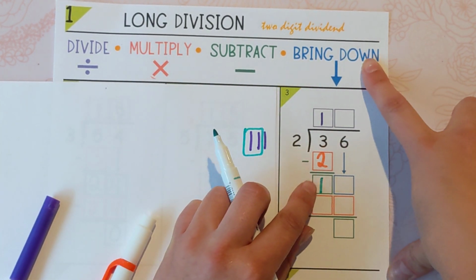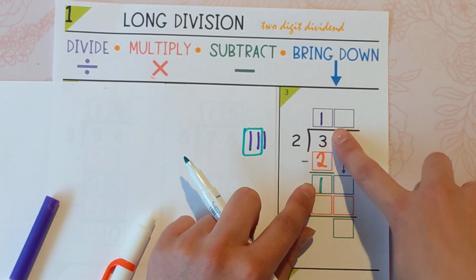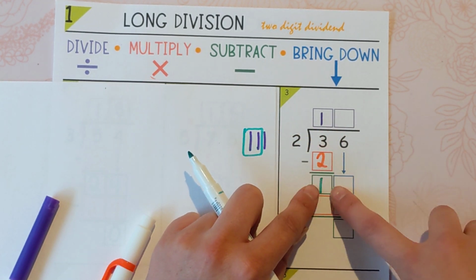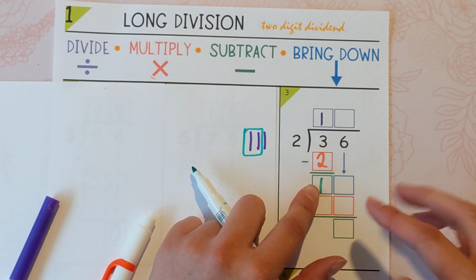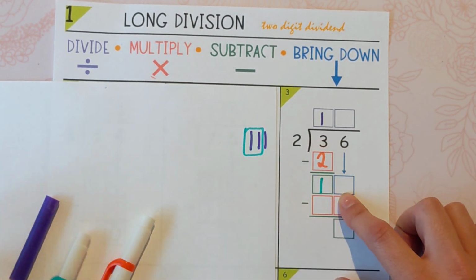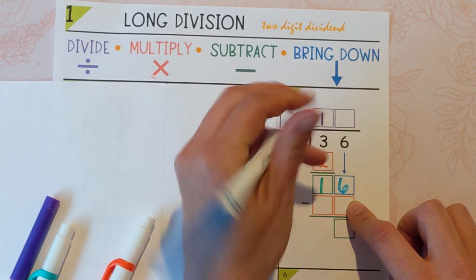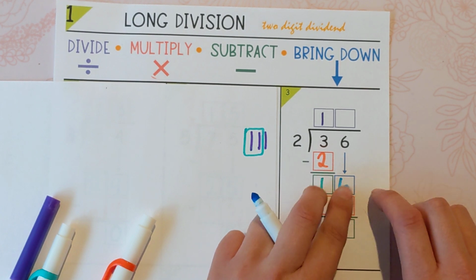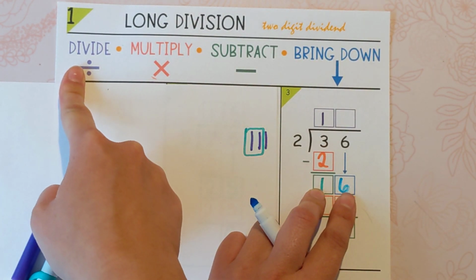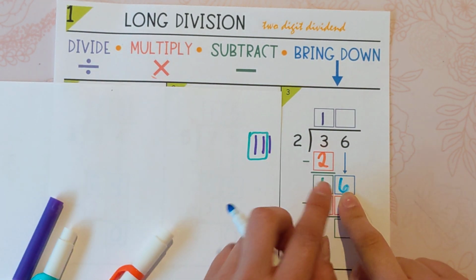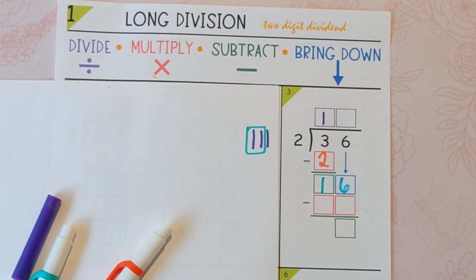Our next step is to bring down. So we basically use that 3 as much as we could, and we've got our leftover 1 here. But we're going to go ahead and bring down our next digit so we have a little more to work with. So we'll bring our 6 down and put it next to the 1 because we're not done with that 1. And now we're ready to start over. We're going to divide again, and this time we're using 16. So 16 divided by 2.